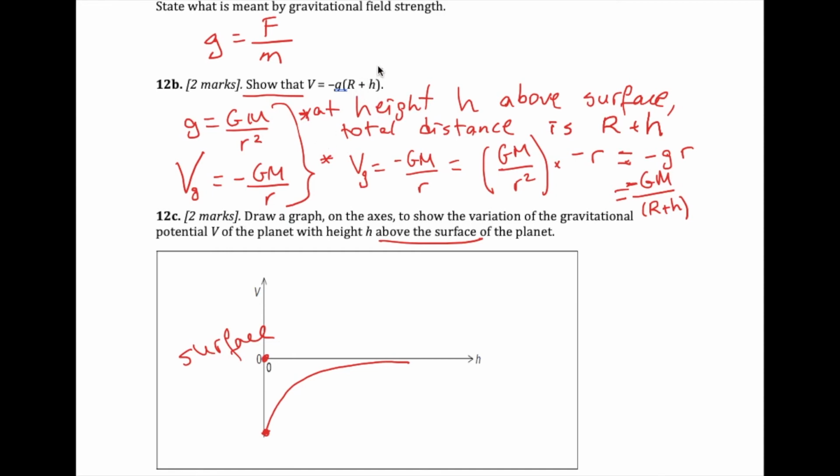12b again is a show that question. We're supposed to end with this and relate from the formulas that we have in the data booklet. Since we're relating potential and gravitational field strength, we have these. We have GM over r squared for g, and for gravitational potential, we have minus GM over r. Be careful about the r here. In the formulas, r is always measured from the center of each mass. So when the question says at a height above the surface, the total distance, this little r will be radius plus that height.